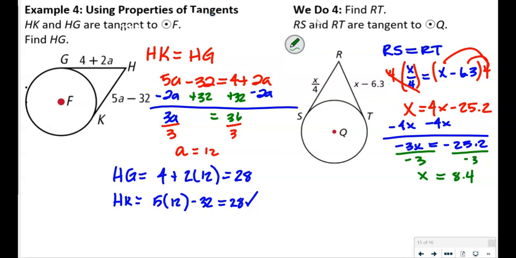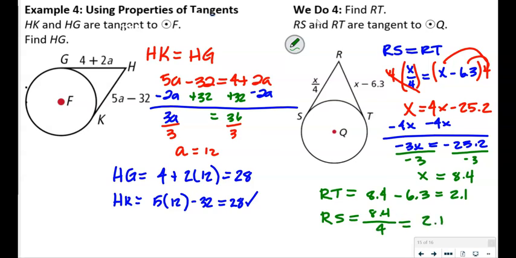Once again, this is not the answer to the question. The question's asking us to find RT. So what we're going to do is plug that value into the equation for RT. So this is going to be 8.4 minus 6.3, and that's going to be equal to 2.1. But we're going to check it, right? So let's check RS because these should be equal. RS is equal to 8.4 divided by 4, and guess what that is? That is our 2.1. So once again, it did check out.